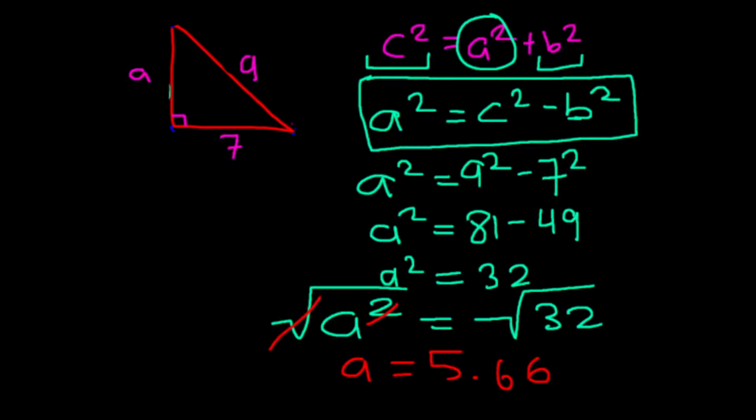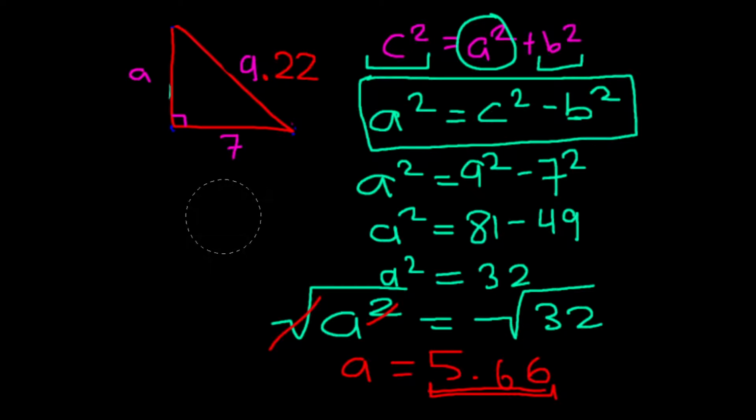This does make sense because if you think about it, we did start with a as a 6, right? And we ended up with a 5.66. The reason we didn't end up closer to 6 is because the c, which is the hypotenuse, was 9.22, I believe, and we rounded down to 9, so it makes sense that our answer for the side A is a bit shorter.